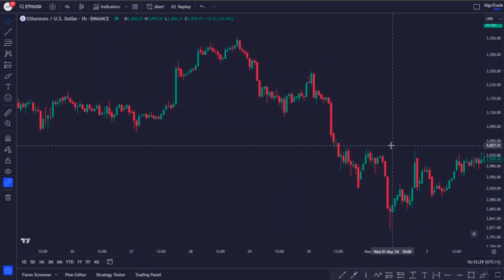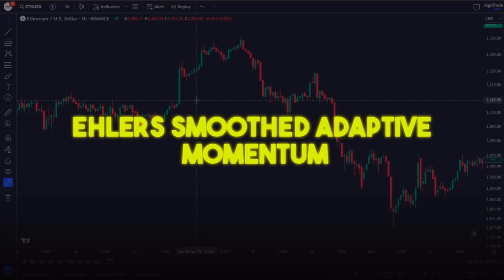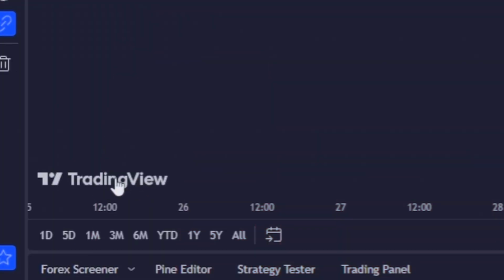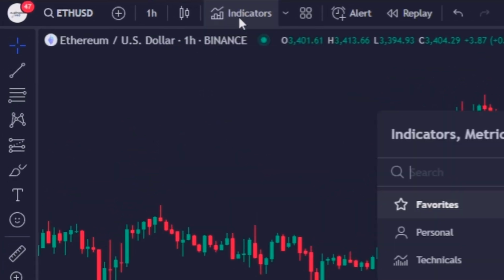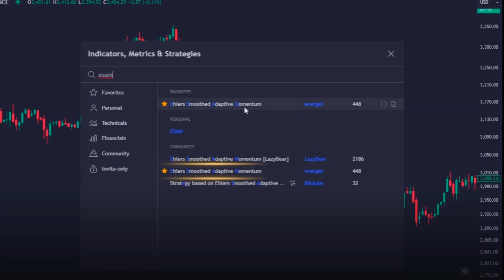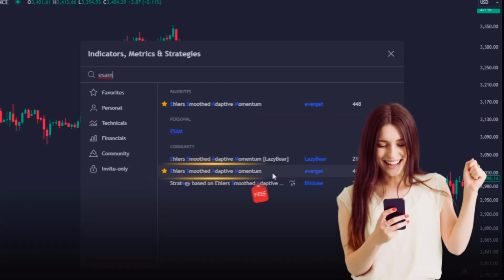So let's start by adding the Heller Smoothed Adaptive Momentum, or ESAM, indicator to our TradingView charts. First click on Indicators, then type ESAM and you can use this version provided by Everget, which is free.